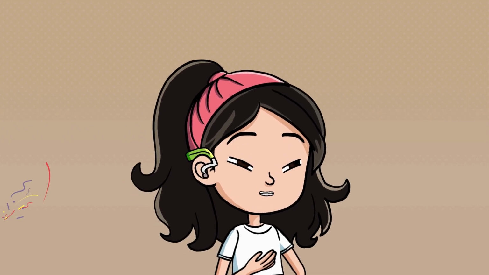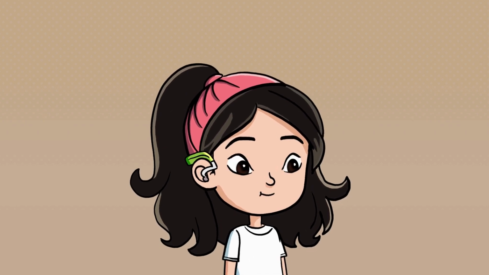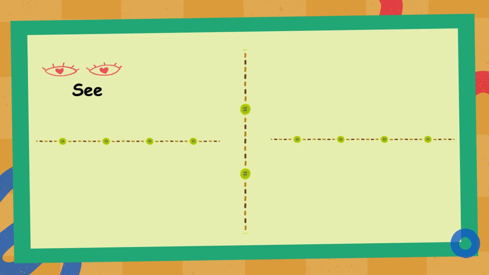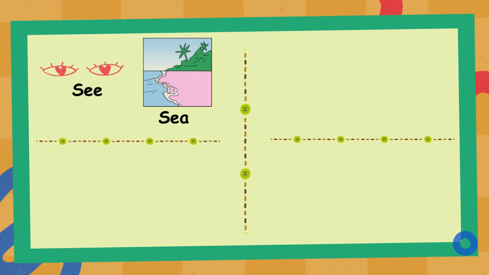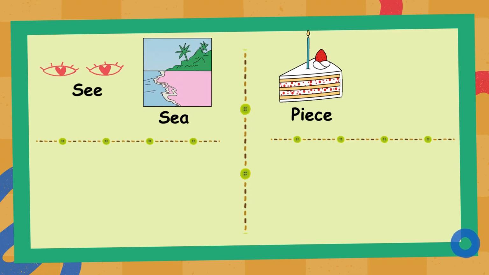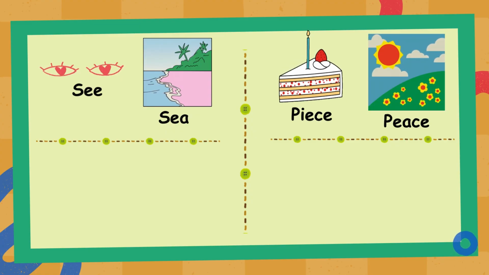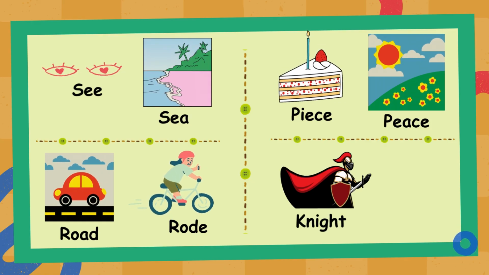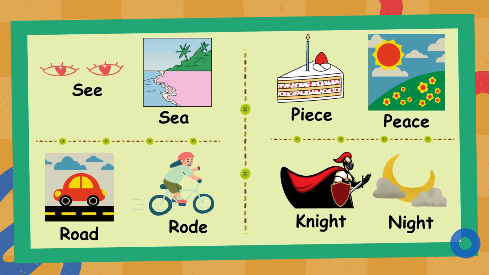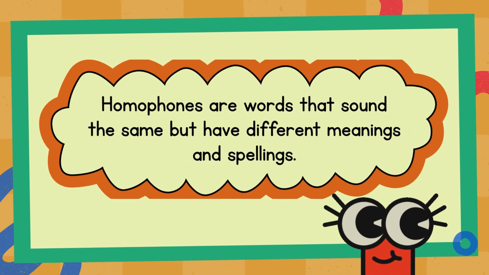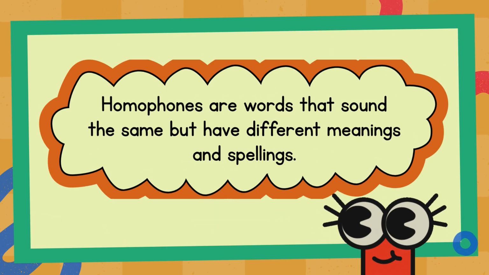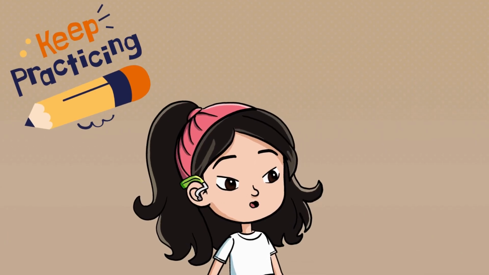Wow, you did an amazing job learning homophones today. Let's review. See, see. Peace, peace. Road, road. Night, night. Homophones are words that sound the same but have different meanings and spellings. Now you know.